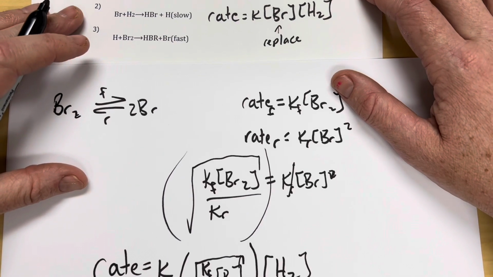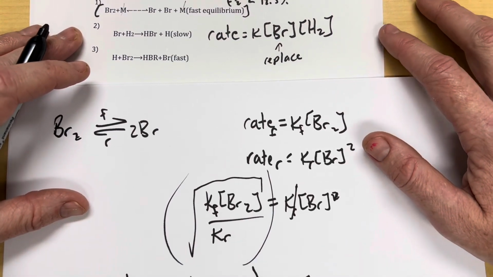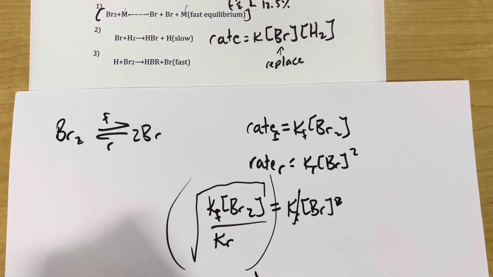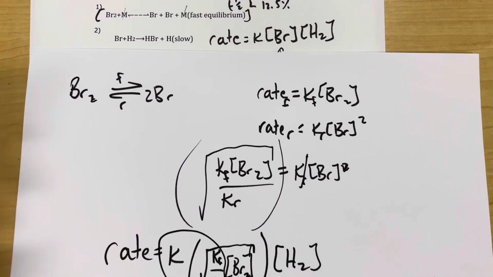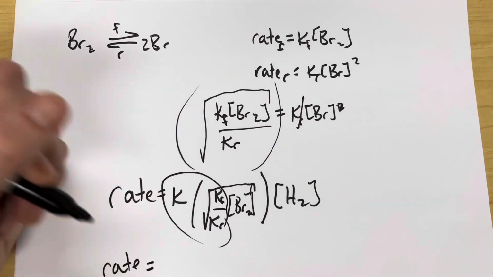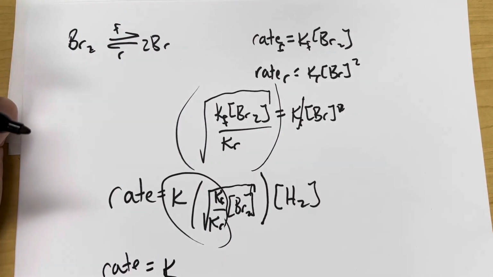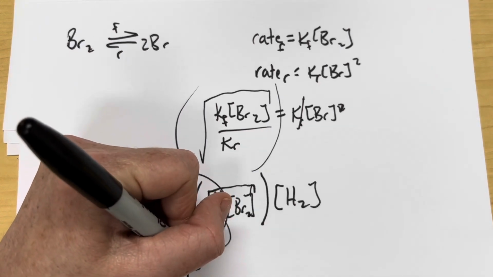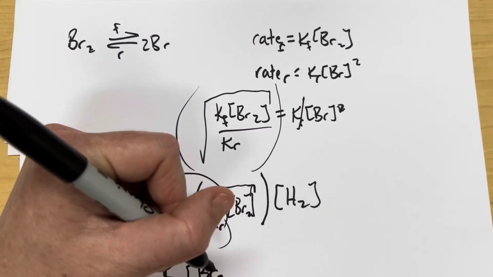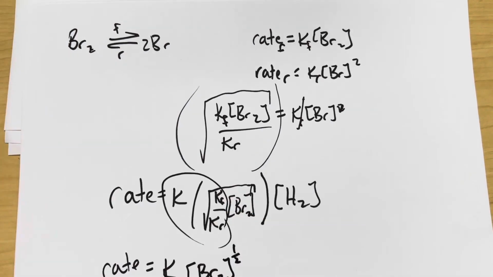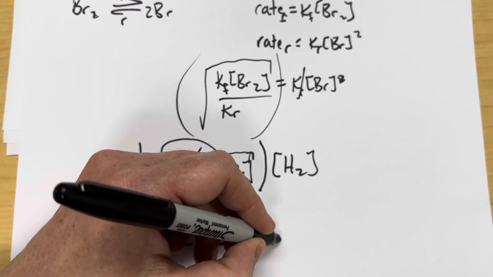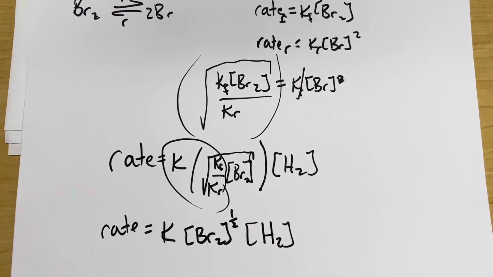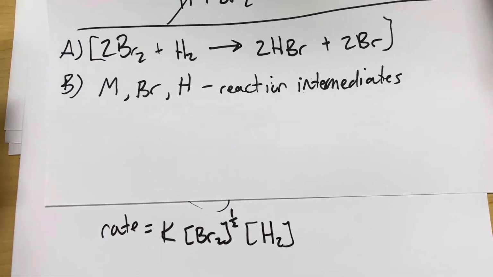Once we have all the K's together, we're pretty happy with that. So we can just circle those and call them K. Okay, and our rate is going to equal some K times the square root of Br2, which we would write as a 1/2, that's the same as the square root, times H2.